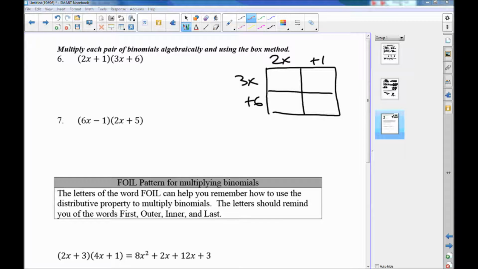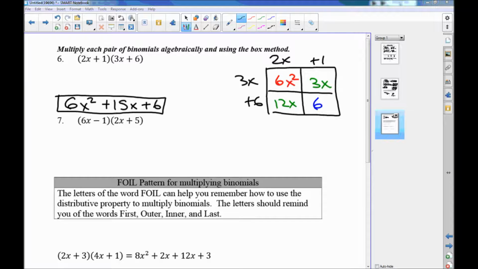All right, so first we'll do 3x times 2x, which makes 6x squared. And then we'll do 3x times 1, which will make 3x. And then we'll do 6 times 2x, which will make 12x. And then we'll do 6 times 1, which is 6. Okay, so our final answer here is going to be 6x squared. The two green ones are like terms, so we can combine those to make 15x. And then we bring down the positive 6. All right, so that's the box method.